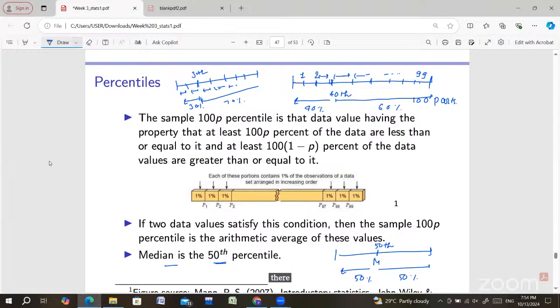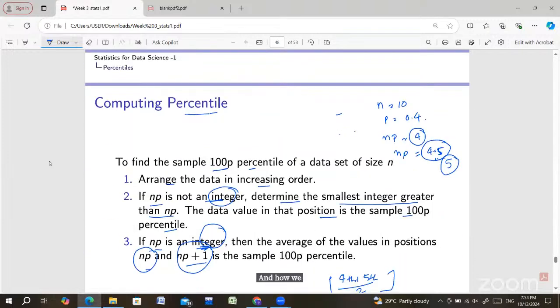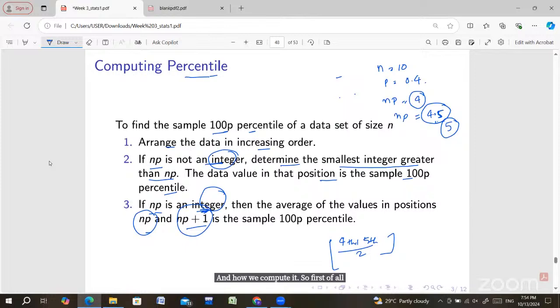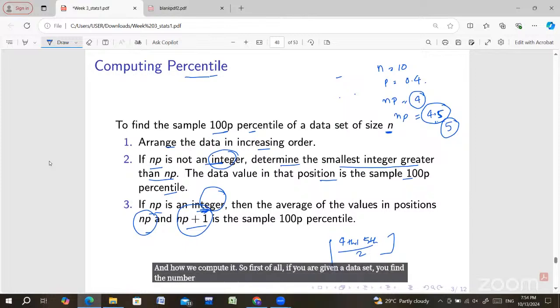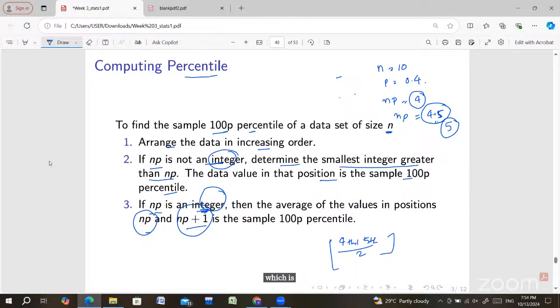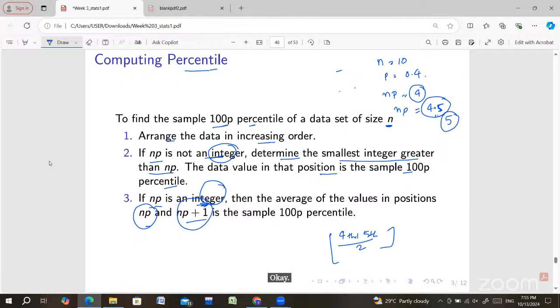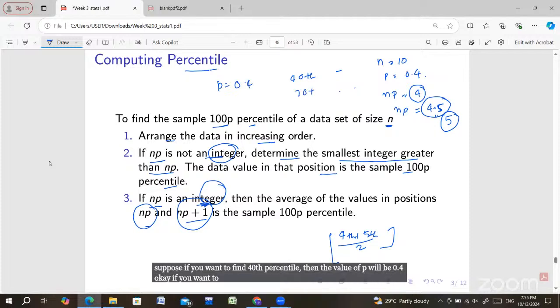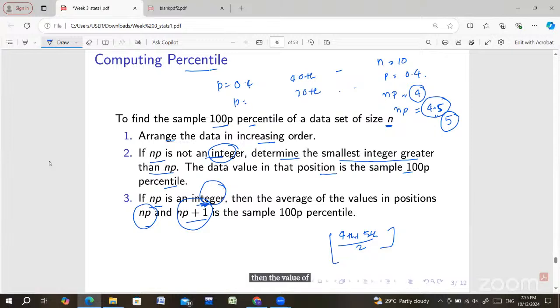And how do we compute it? First of all, if you are given a data set, you find the number of observations, which is your n. Then you arrange the data set in increasing order. Then you find the value of np. Suppose you want to find the 40th percentile, then the value of p will be 0.4. If you want the 70th percentile, then p will be 0.7, which is 70 divided by 100. So we find the value of np.